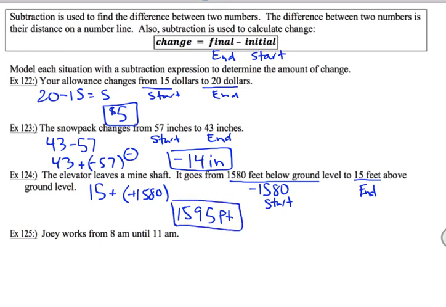Joey works from 8 a.m. to 11 a.m. Well, that's the start, and 11 is the end. So end minus start, that's 3. Joey works for 3 hours. So subtraction is used to calculate change, and calculating change gets done in a lot of different things.